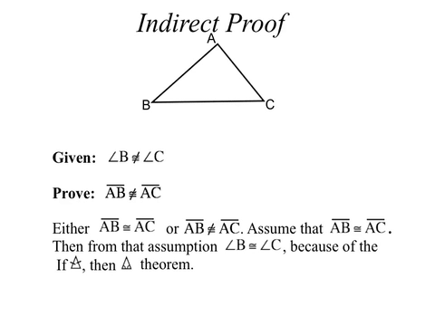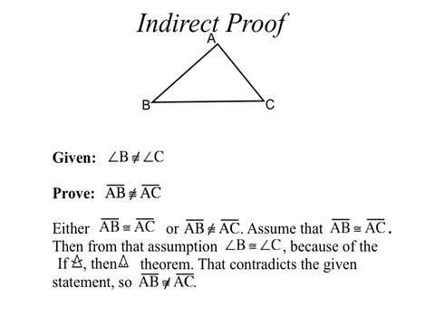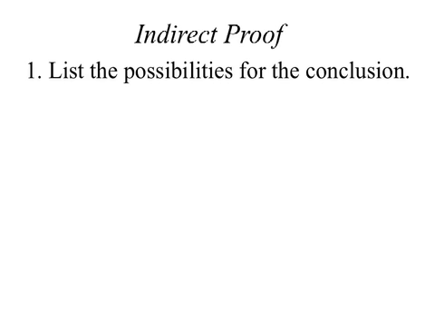Well, if they are congruent, then angle B has to be congruent to angle C because of the if sides, then angles theorem that applies to isosceles triangles. But of course, it was given that those two angles are not congruent, so what we've assumed cannot be true, and we have now proven that side AB is not congruent to side AC.